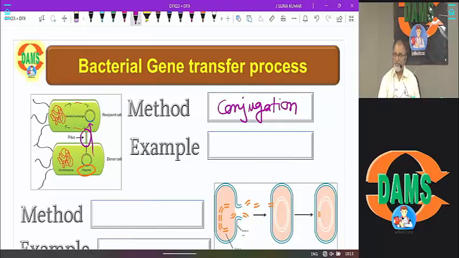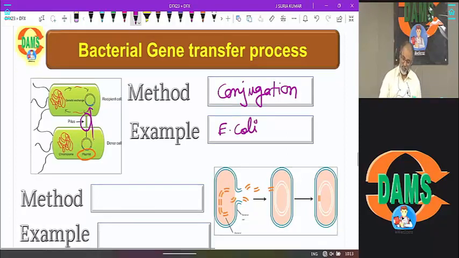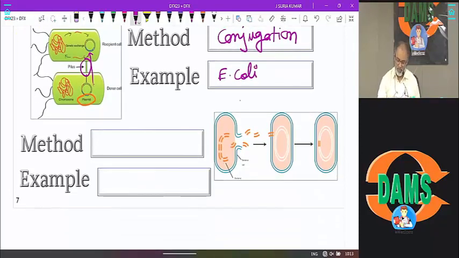Example for conjugation: E. coli. E. coli is a classical example. It was first described by Lederberg. And see here, bacteria died, DNA freely available. Other bacteria take the DNA and incorporate it with existing DNA.